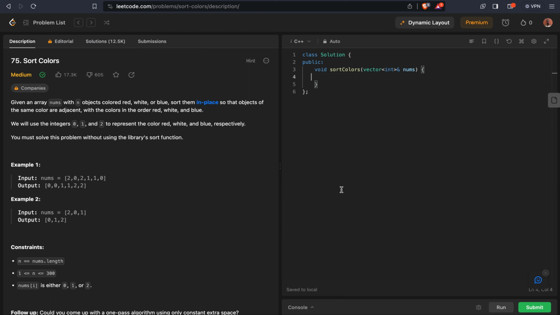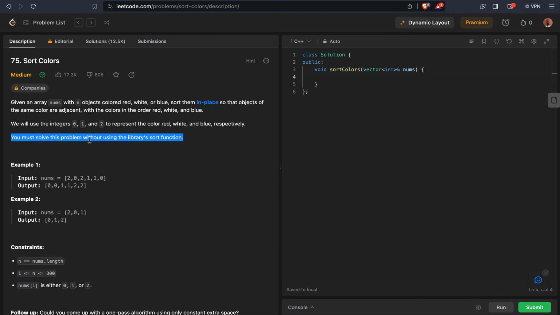So today we are going to solve a question that is Sort Colors. We have been given an array nums with n objects colored red, white, blue. You may also call them 0, 1 and 2. We have to sort them accordingly. For example, all the zeros should be at the left, in the middle there should only be ones, and at the right there should only be twos. So we have to sort according to it.